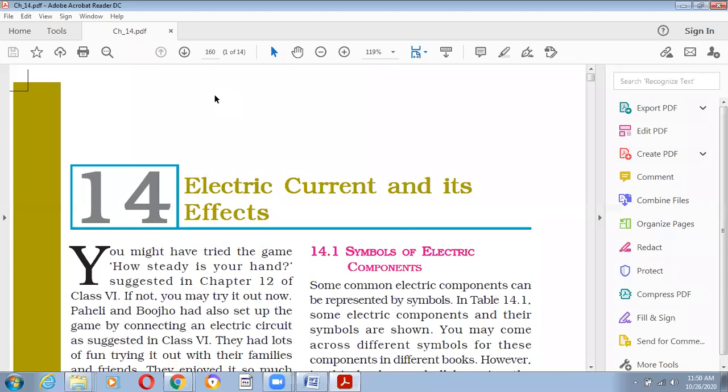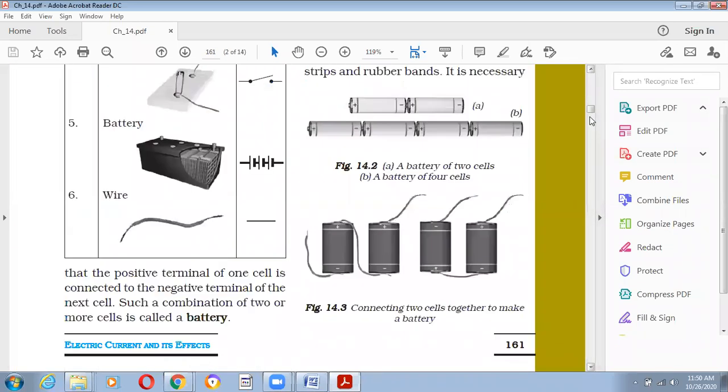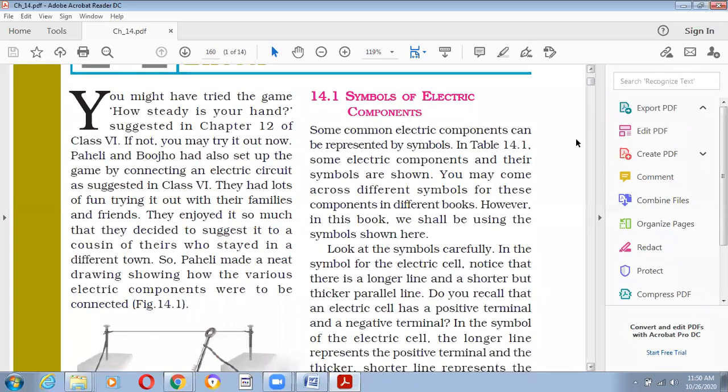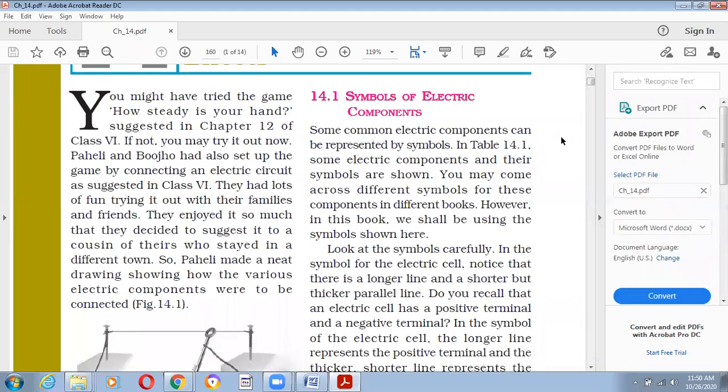We have already discussed electric current, that is, what electric current is: the rate of flow of charge is known as electric current.